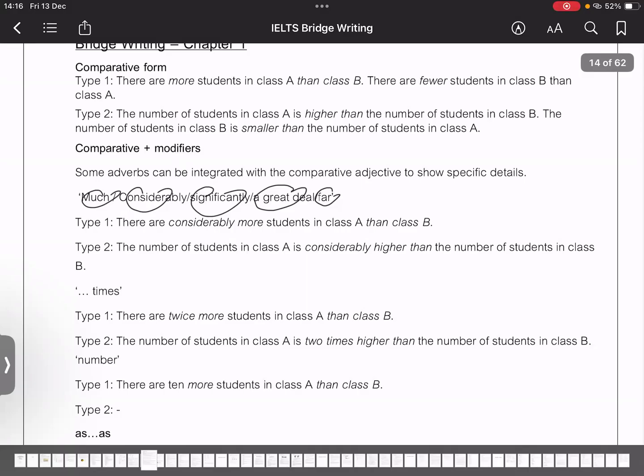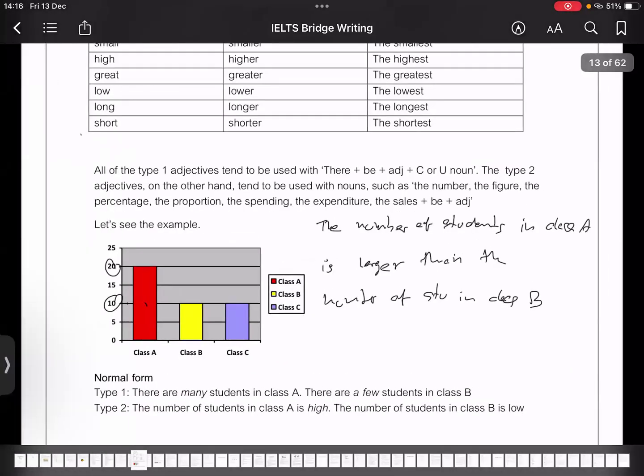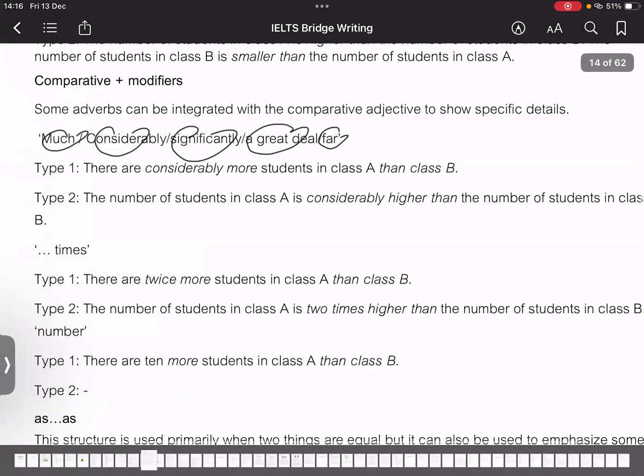So, comparative modifiers. Sometimes when you see two different quantities, when one quantity is so much bigger than the other quantity, you can add these adverbs that I circled. Okay, much, considerably, significantly, a great deal, and far. So what do these adverbs do? They are used to intensify the discrepancy.